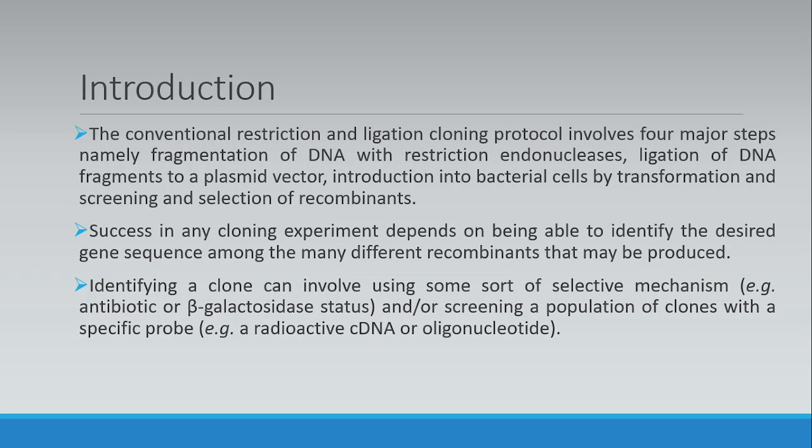Or it can be a screening methodology where you screen a population of clones with a specific probe. It can be a radioactive cDNA or an oligonucleotide. So these two are the major methods of identification of your recombinants. It can be selection or screening. Selection gives the recombinants the ability to grow, or an advantage over the non-recombinants. Whereas screening, from a library of clones, you are going to identify only the recombinants from them through some sort of probe.